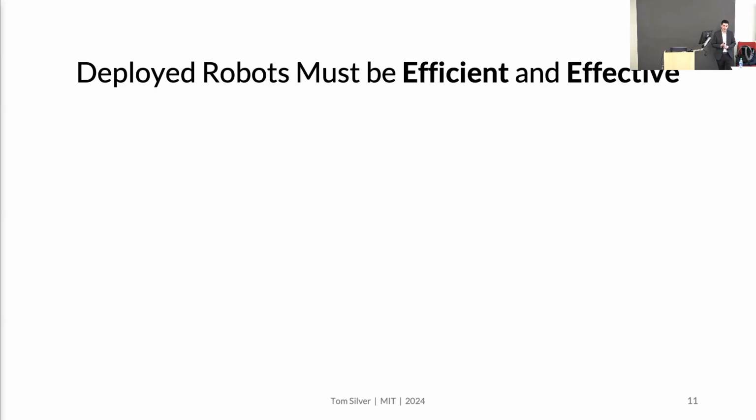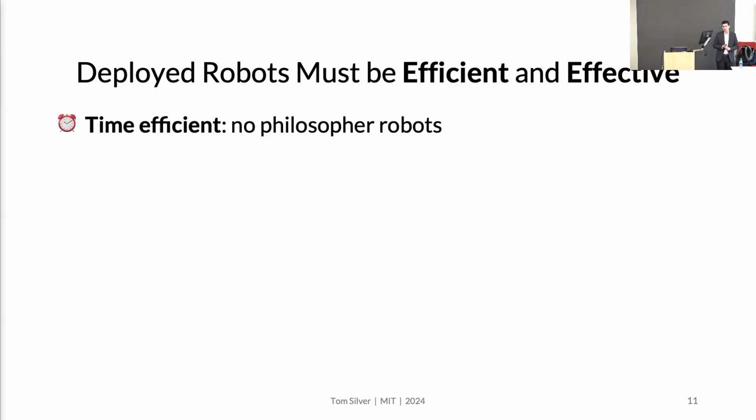So these deployed robots are going to need to be efficient and effective in a couple different ways. First of all, we're going to want our robots to be time efficient. When I say time efficient, I mean we don't want sort of philosopher robots that spend hours or days thinking about what they're going to do before they take any actions. We want them to start acting almost immediately.